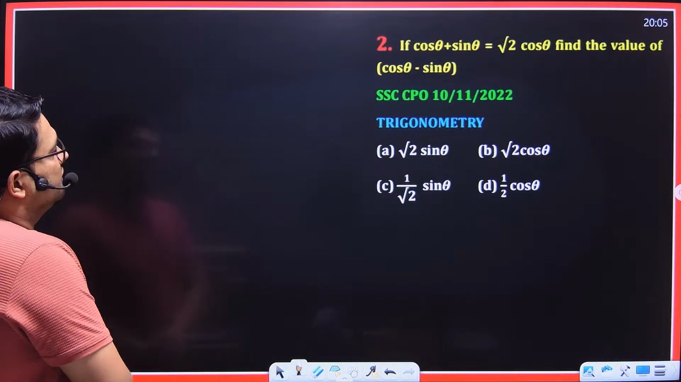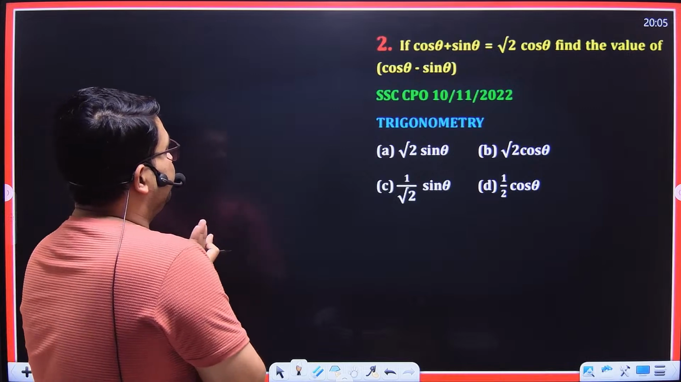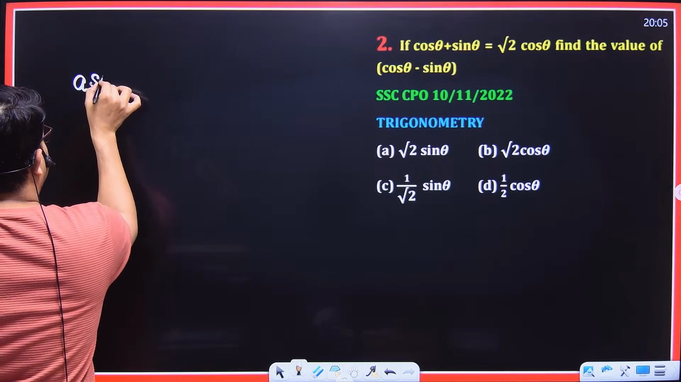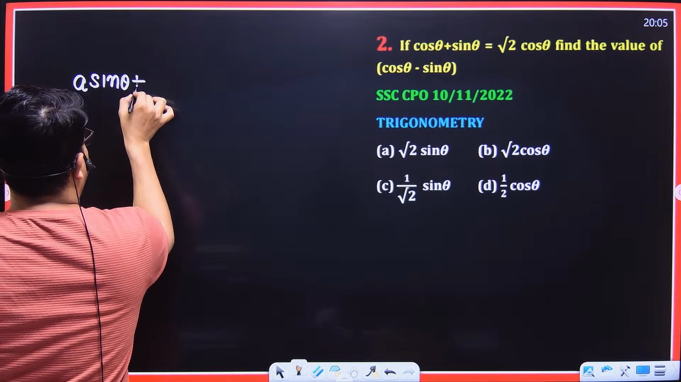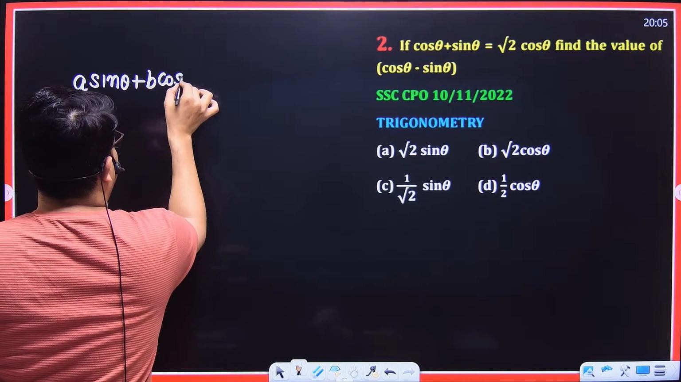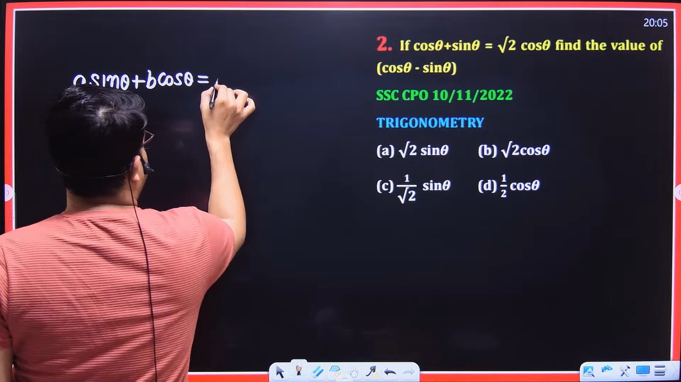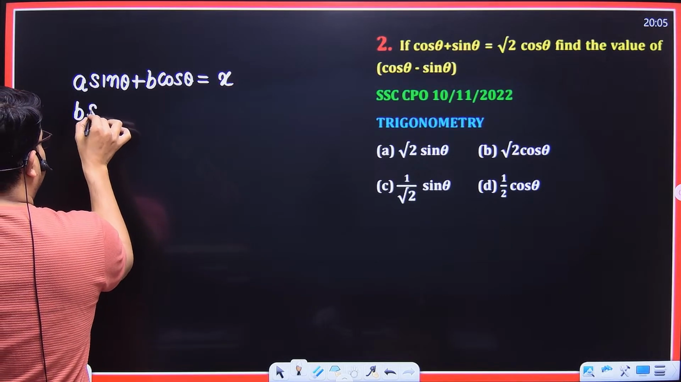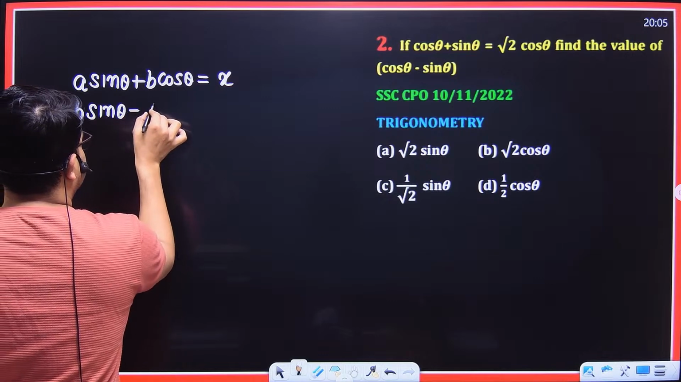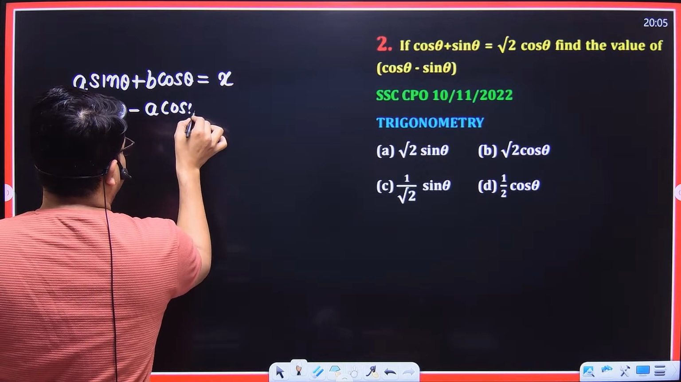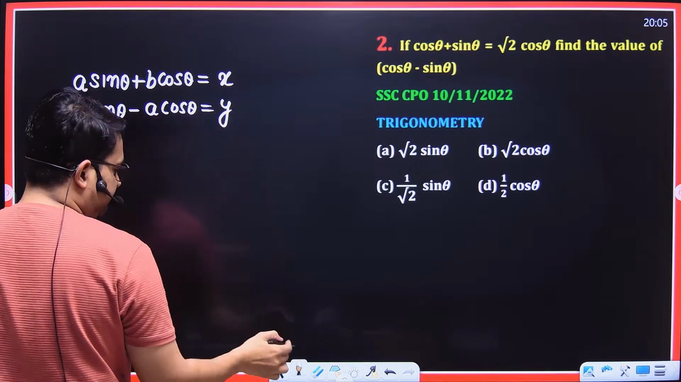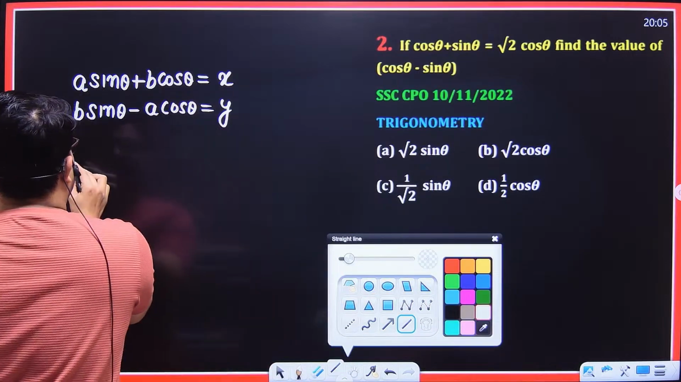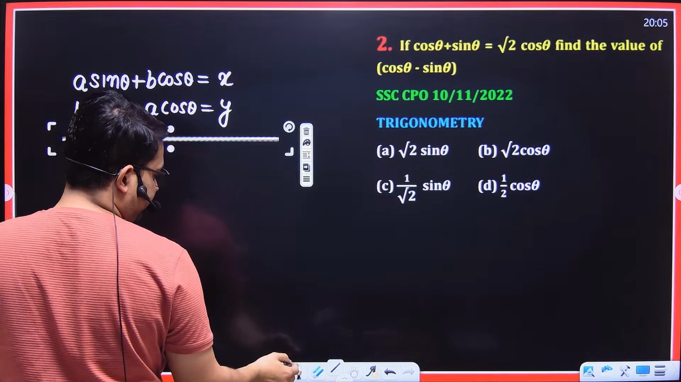Next, this one is the trigonometric question. See what we have. If we have a sine theta plus b cos theta is equal to x, and b sine theta minus a cos theta is equal to y, then we have a relation between them. Then we have the relation between the coefficients of sine theta and cos theta. And what is the relation?